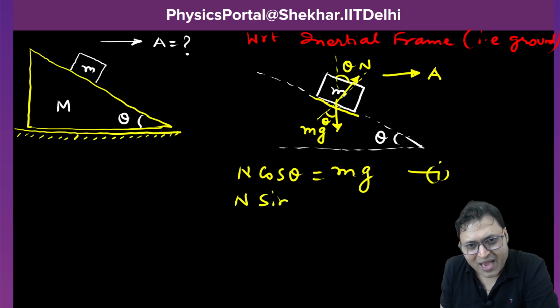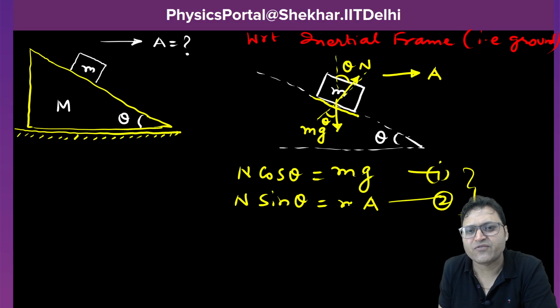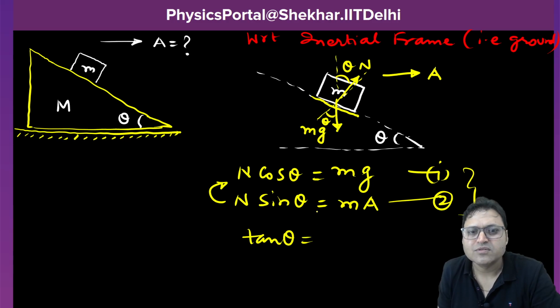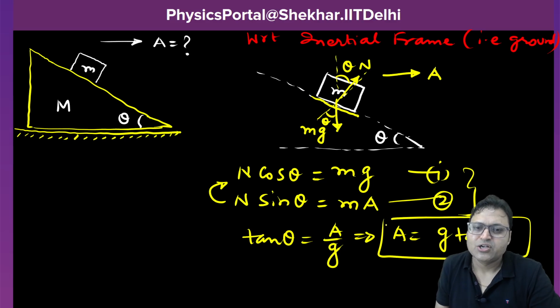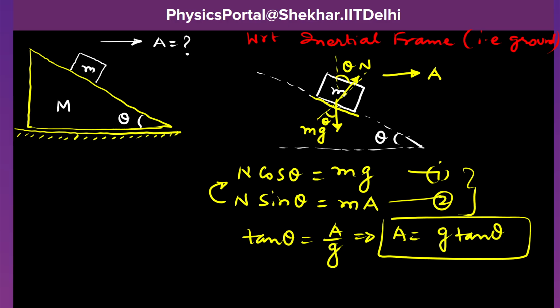And we can also say n sin theta, because mg will not have any component in the horizontal direction since mg is acting in the vertical direction. So n sin theta will be equal to the mass of the block into acceleration. That is equation number 2. If we divide equation 2 by 1, we get tan theta equal to a by g, or a is equal to g tan theta. That should be the acceleration given to the wedge so that there is no sliding between the block and the wedge.